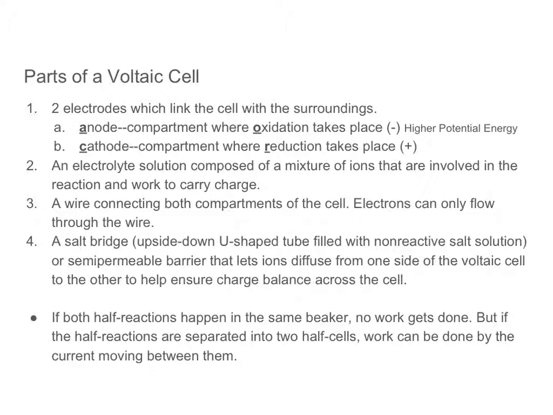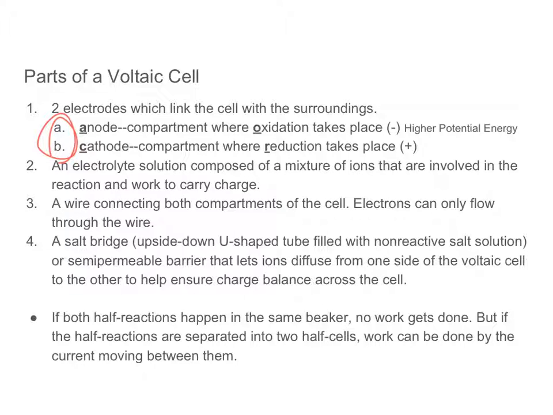So remember, reduction is a gain of electrons, and oxidation is a loss of electrons. We're going to come back to this a couple of times today, but I'm telling you right now that you need to know what an anode is in terms of where oxidation takes place and what a cathode is in terms of where reduction takes place. Just something you have to know.